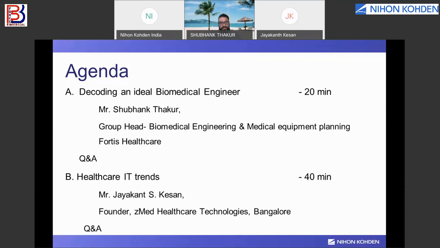After his session, we will have questions and answers. Then we will have a session by Mr. Jayakanth Kesan, founder of Biomed Healthcare Technologies, Bangalore. He will talk about various trends in healthcare IT, and show some of his products also. Then we will have another question and answer session.